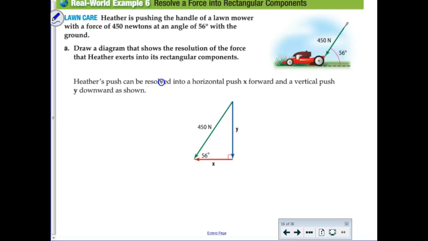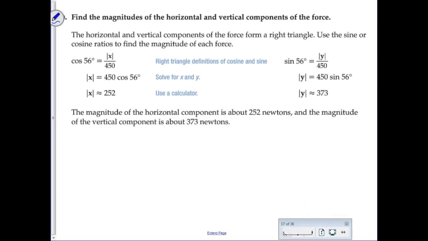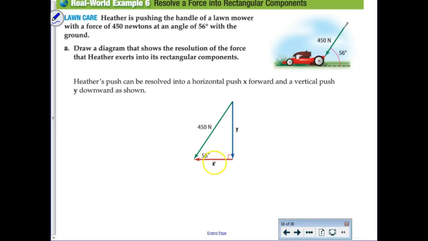All right, so this question's out of your book. Heather is pushing the handle of a lawnmower with a force of 450 newtons. So they already labeled it. At an angle of 56 degrees with the ground. So notice they put the angle here. They're measuring with the positive x-axis, if you want to think of it that way, but with the ground. And then they're labeling this red leg as x and this blue leg as y, which is probably traditional. Well, you guys would have labeled it that way anyways. So they're wondering, is it on the next slide? Yes. If we could figure out some way to express x and y.